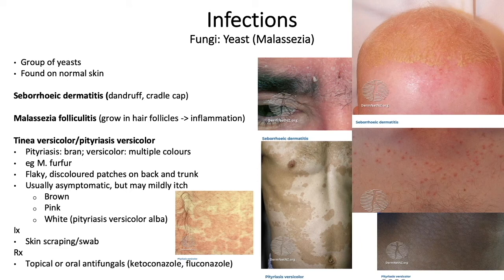This slide covers another type of yeast infection, and that's Malassezia. This is a group of yeasts. There's about 14 species, and again these are found on normal skin. It's not understood why they grow more and cause more inflammation on some patients compared to others. There is increased incidence seen in humid conditions, oily skin, immunodeficiency, and when patients are sweating.